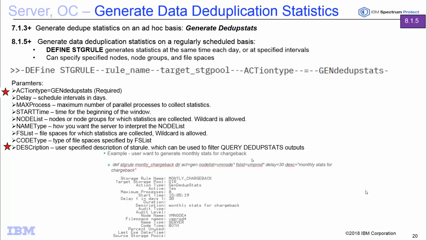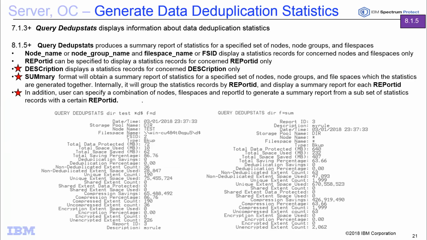Do know that when you run generate dedupe stats, it can be I/O intensive on your Spectrum Protect server, so it should be run at a time when not much is going on in the Spectrum Protect server. Likewise, the query dedupe stats has been updated, so now it has a description field where you can specify a specific description you want to query on, and it has a summary format which will give you the statistics for a specified set of nodes, node groups, and file spaces. And in addition, the user can specify a combination of nodes, file spaces, or report IDs to generate a summary report for a subset of statistics with a certain report ID.